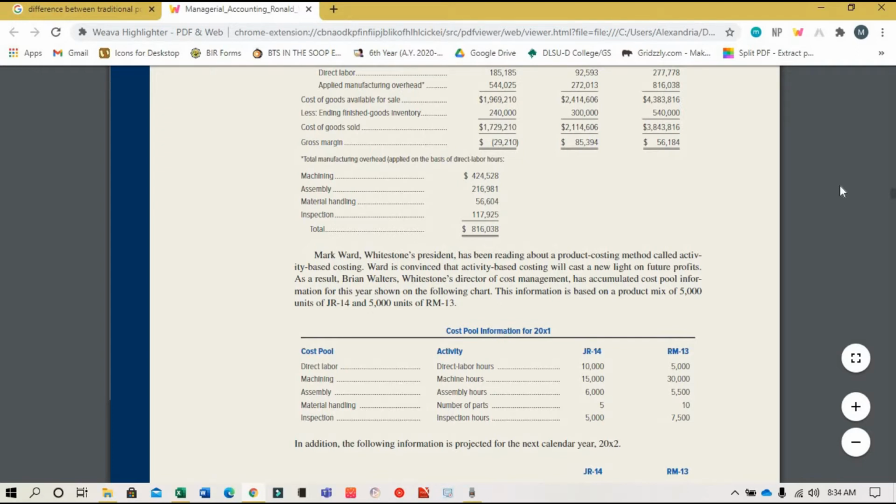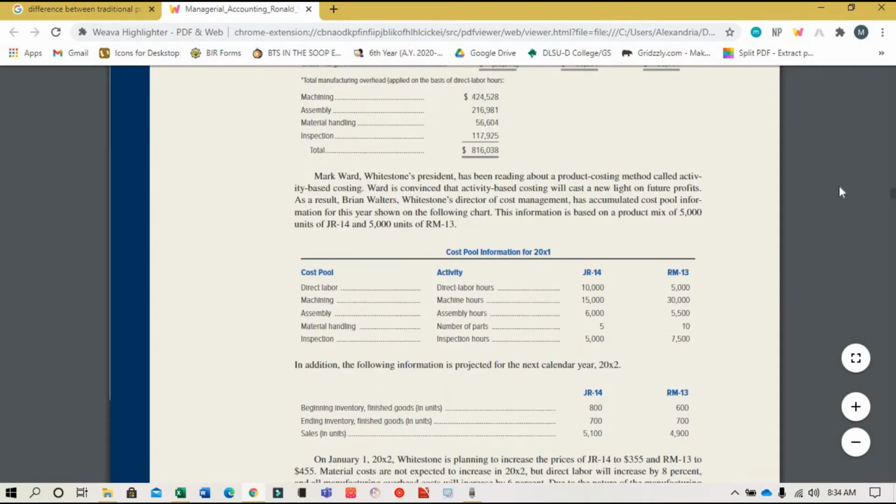Number of parts is 5. Inspection hours is 5,000. For RM13, the direct labor hours is 5,000. Machine hours is 30,000. Assembly hours is 5,500. Number of parts is 10. And inspection hours is 7,500. In addition, the following information is projected for the next calendar year, 20X2.